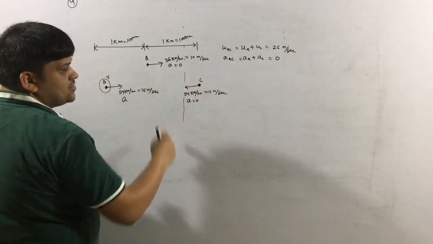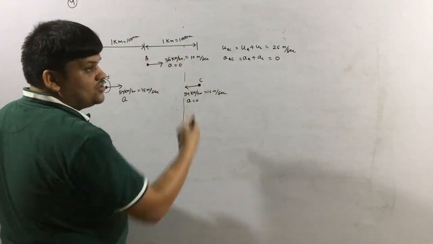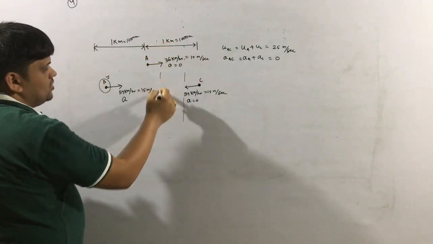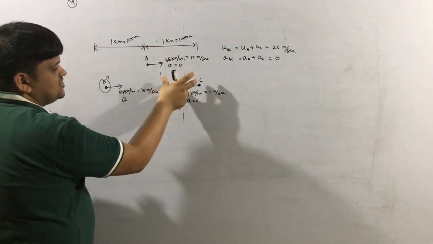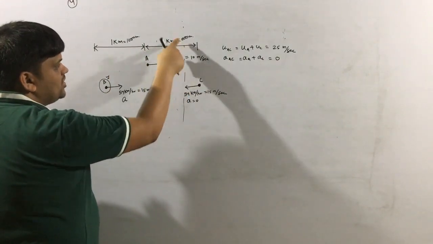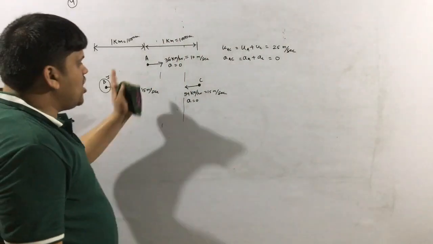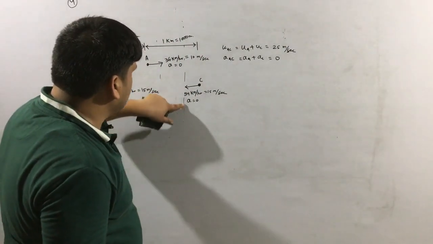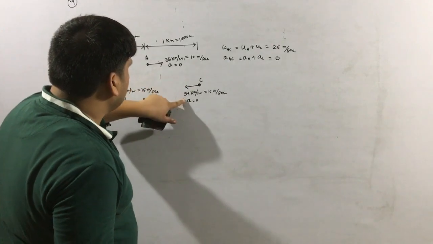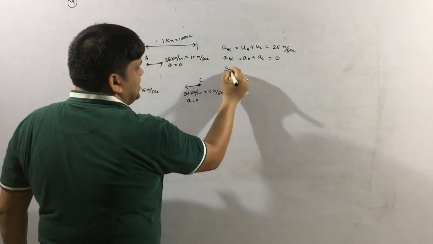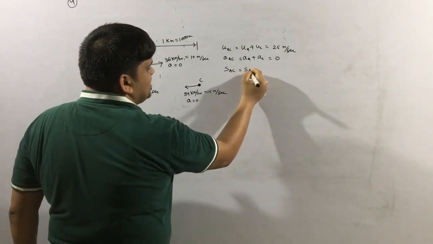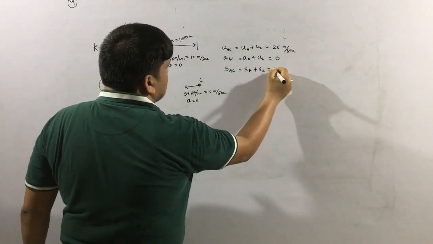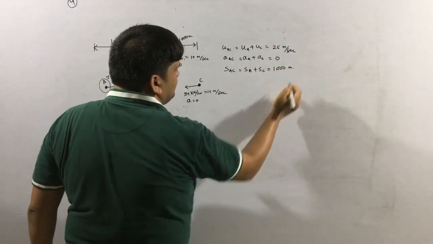What is the total distance? If you add, you will get 1000. If they meet at this point, then A has traveled this much, C has traveled this much. Then again you will get 1000. So although we don't know how much distance they have traveled individually, we can surely write that SAC will be equal to SA plus SC, that will be equal to 1000 meter.